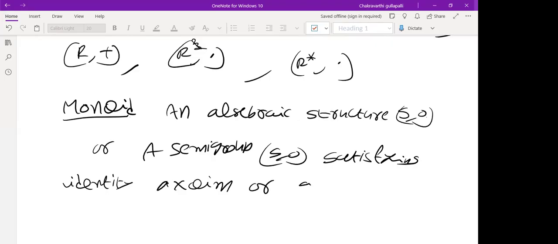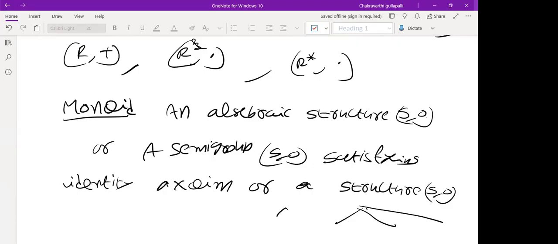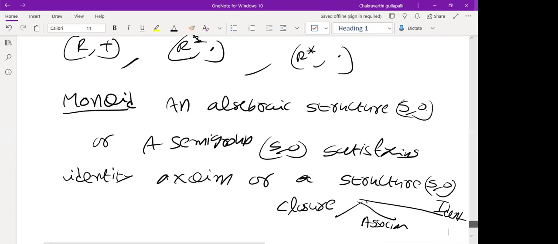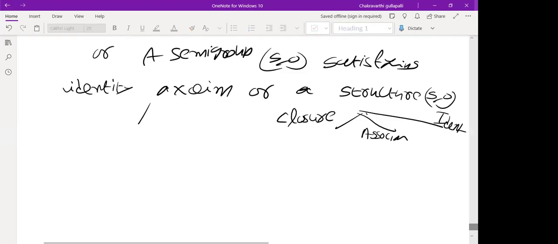A structure satisfying three axioms. Whenever I say structure, I should give you closure also. If it is an algebraic structure, you need not define closure. Associative and identity is also called a monoid. Here circle may or may not be unique. This circle may not be a binary operation, but still we can call it a monoid. So a semigroup satisfying the identity axiom, in both cases, is called a monoid.